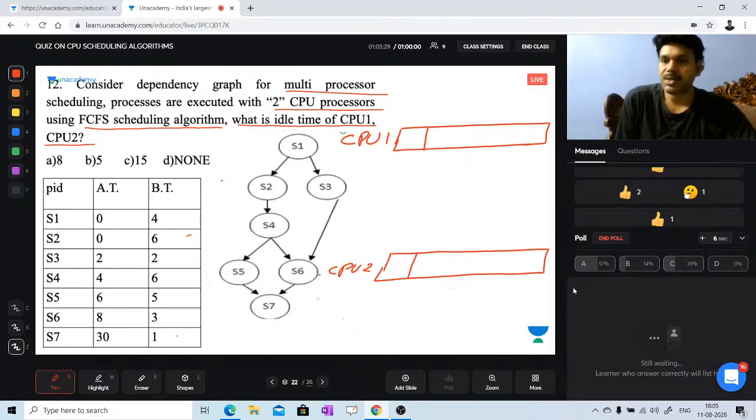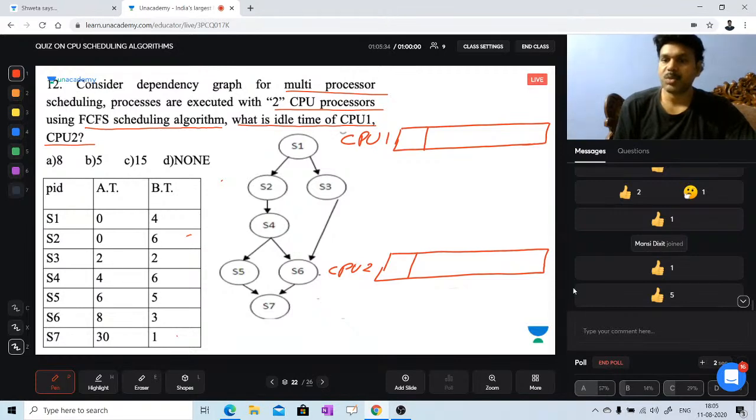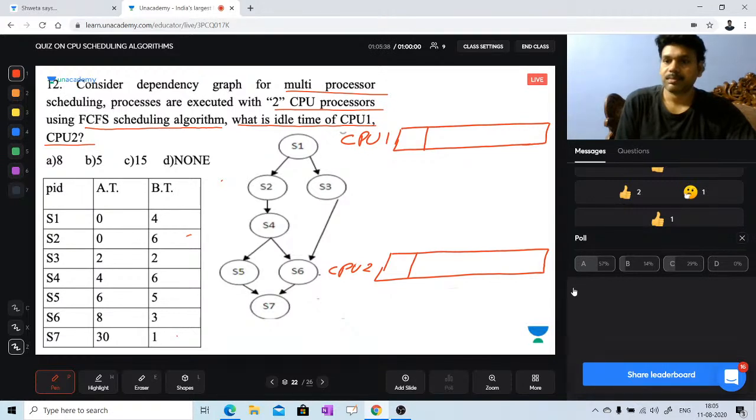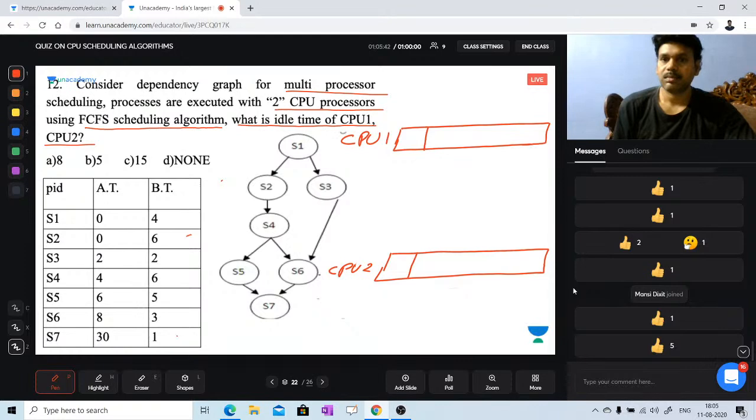Last 8 seconds. Please post your answer. If you already completed, please post your answer. Please post your answer.